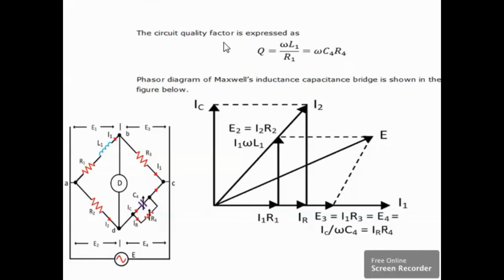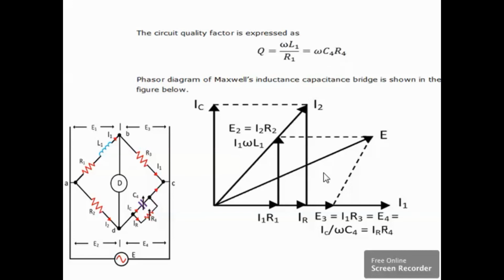The circuit quality factor is expressed as Q is equal to omega L1 by R1. Here you have the values of L1 and R1. These are unknown inductance and unknown resistance. So when we are substituting these values, we will obtain Q is equal to omega C4 R4.